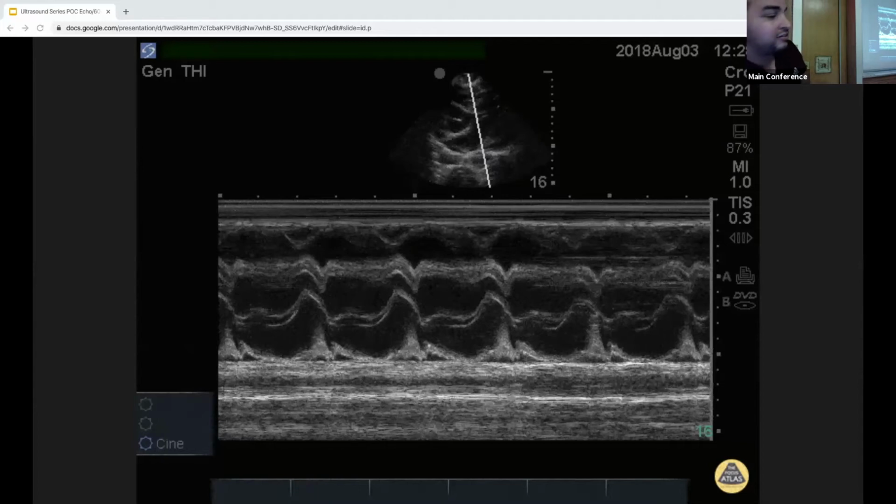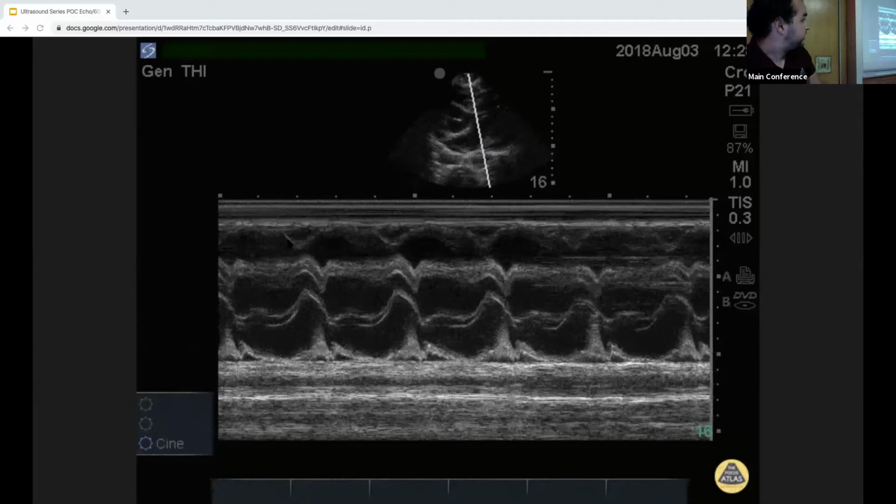When that mitral valve is open, it's considered diastole. Your RV free wall should not be collapsing during diastole. In this image it is, so this is considered a sign of echocardiographic tamponade.